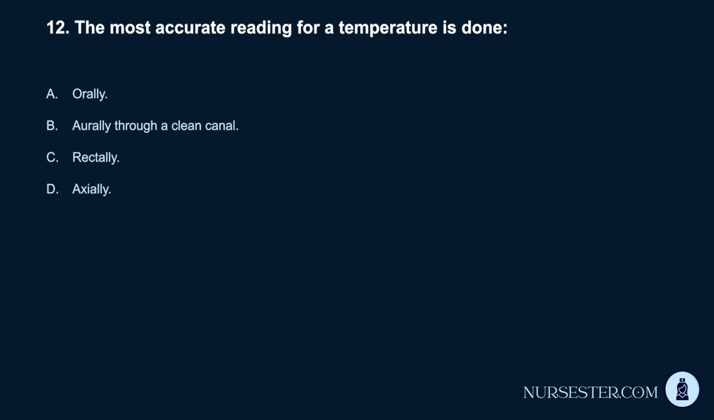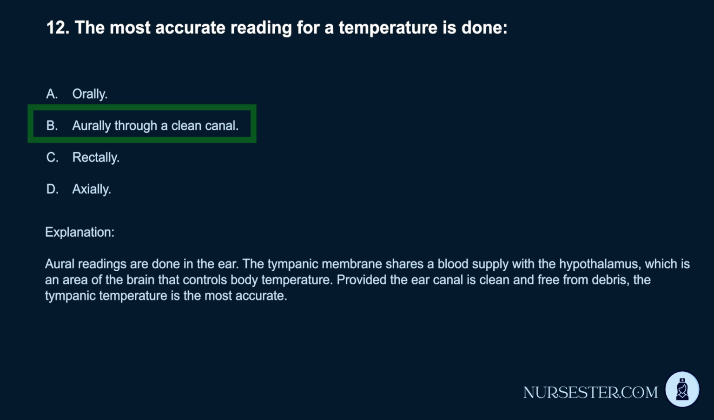12. The most accurate reading for a temperature is done A. Orally. B. Orally through a clean canal. C. Rectally. D. Axially. Correct answer, B. Orally through a clean canal. Oral readings are done in the ear. The tympanic membrane shares a blood supply with the hypothalamus, which is an area of the brain that controls body temperature. Provided the ear canal is clean and free from debris, the tympanic temperature is the most accurate.